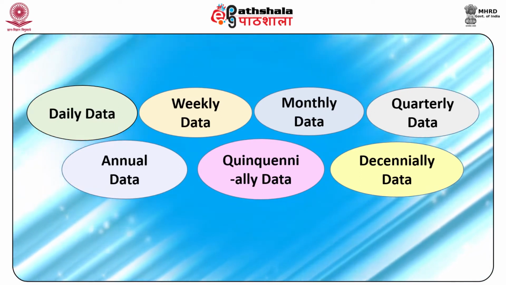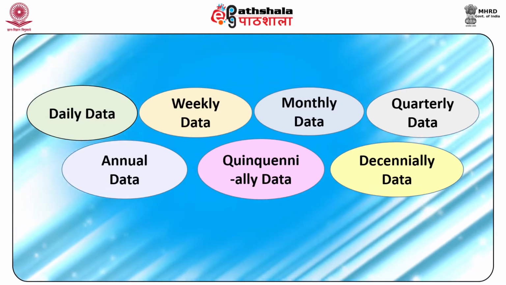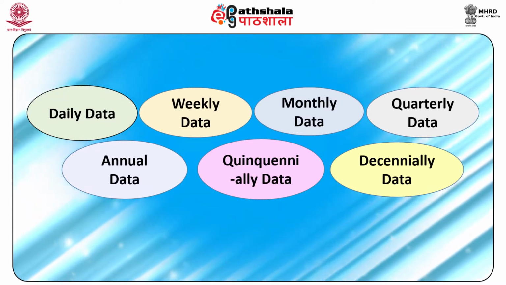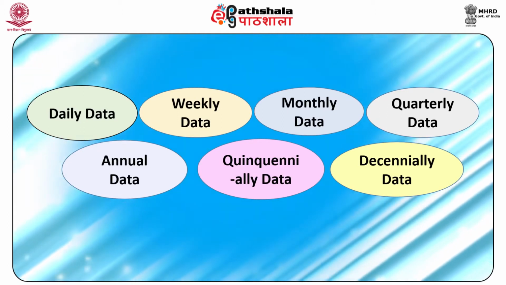And we may extend it and we may have quinquennial data, which is measured over 5 years, which is census of manufacturing, and decennial data, which is census of population, which is measured every 10 years. The problem with time series econometrics is that we need to assume that the underlying time series data is stationary, which we would explain later on. But simply speaking, it means a time series data is said to be stationary if its mean and variance remain constant over a period of time.